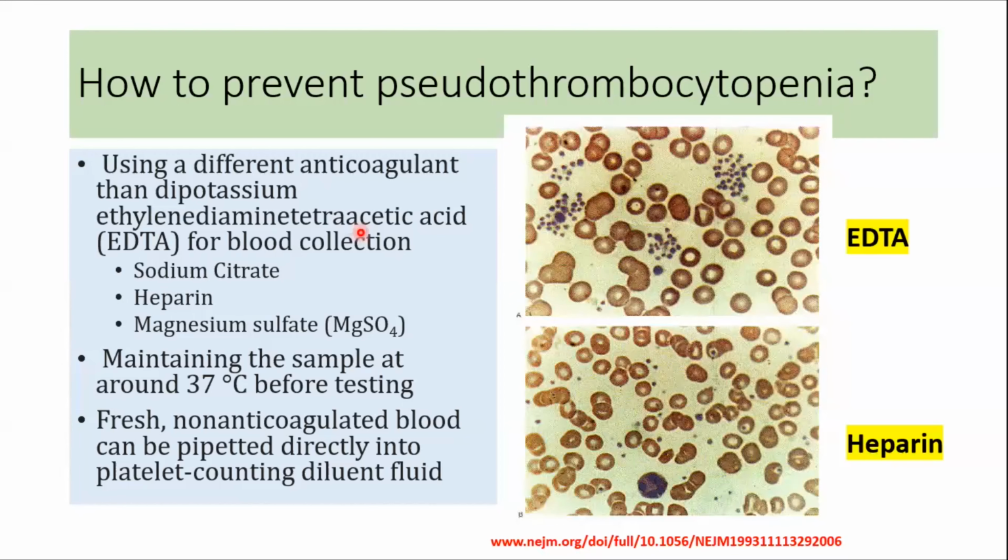So how can we prevent this pseudothrombocytopenia? For prevention, we can use anticoagulants other than EDTA, like sodium citrate, heparin, or magnesium sulfate, because clumping is less seen with these anticoagulants. The next important thing is that we need to maintain the sample at around 37 degrees Celsius before testing. And similarly, in certain situations, we can directly take non-anticoagulated blood and pour it directly into the platelet counting diluent fluid, and then we can examine the platelets.